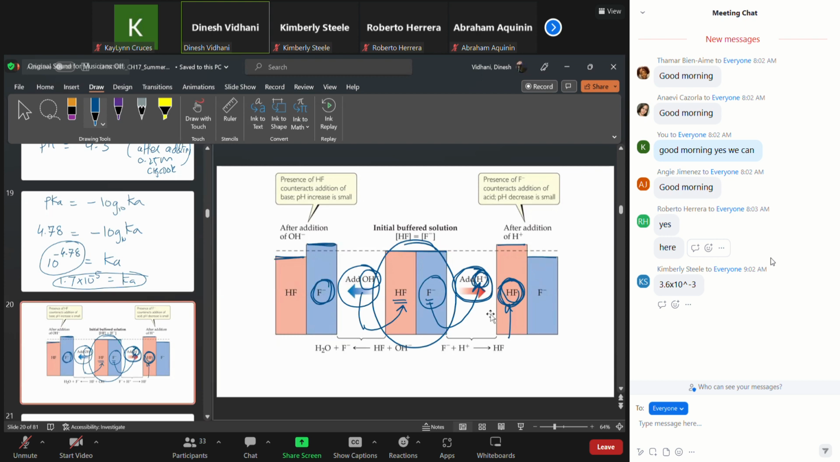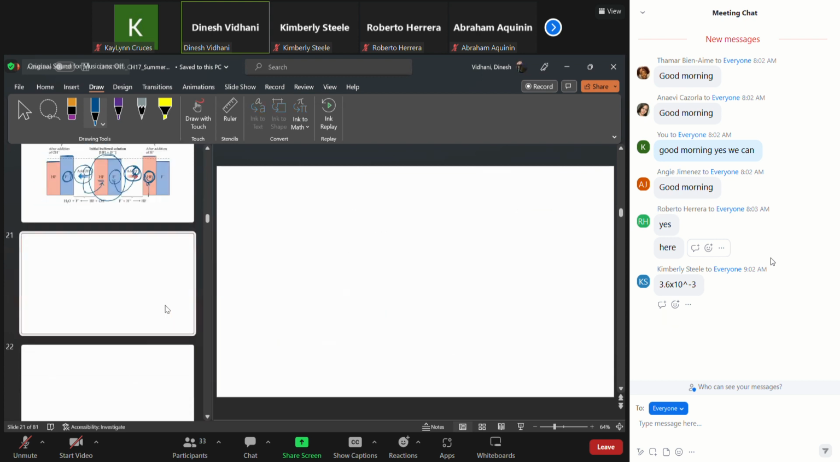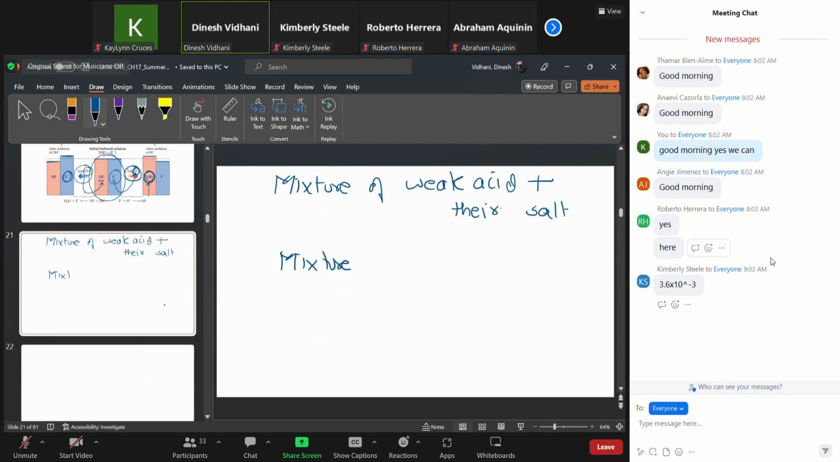Okay, so what are buffer solutions? They are mixtures, I'll just put it here, of weak acid plus their salt, or it is also a mixture of weak base plus their salt. I will give you a few examples over here.